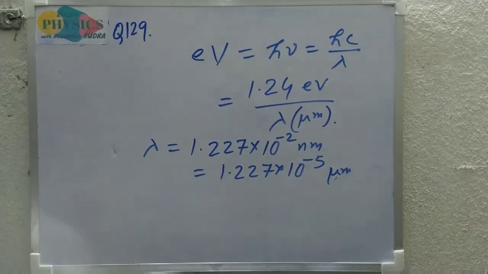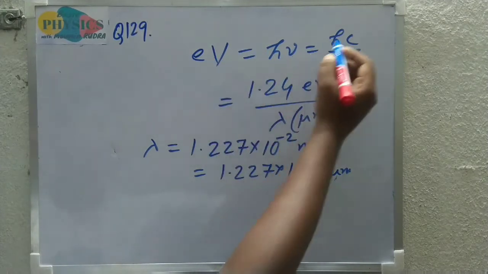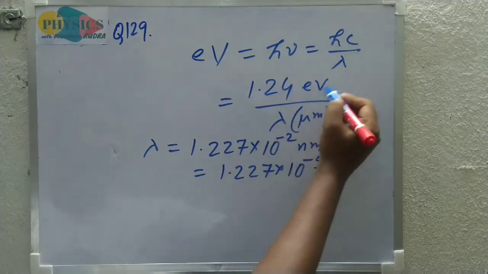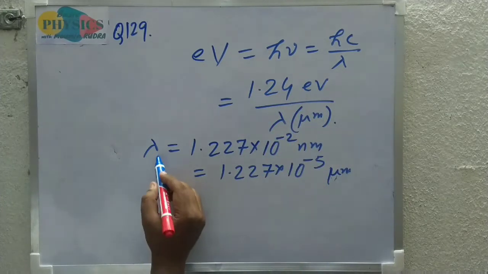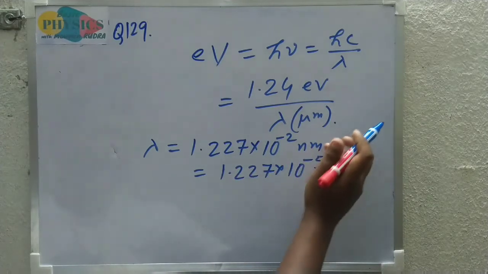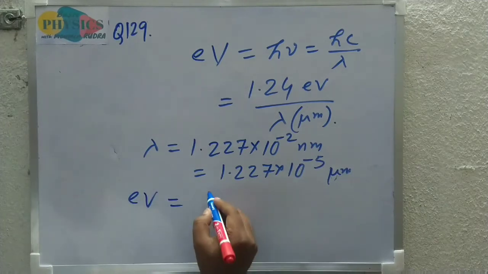So question number 129. An electron is accelerated from rest through a potential difference of V volt, and the de Broglie wavelength of the electron is 1.227 times 10 to the power minus 2 nanometer. Then we find the potential difference. From this, eV equals hc by lambda, and if we put in the value, it is 1.24 eV by lambda, and the given lambda value is 1.227. So we transform nanometer to micrometer.